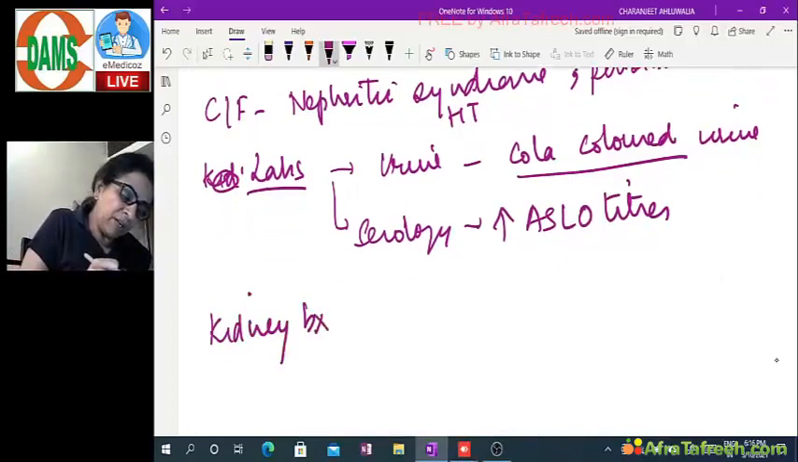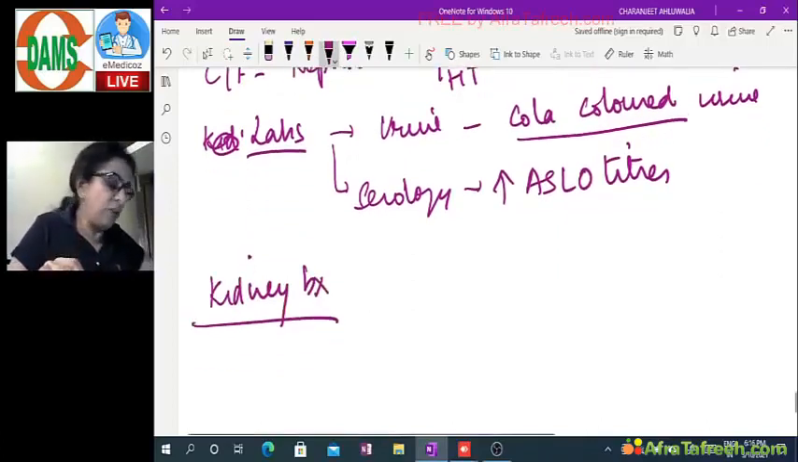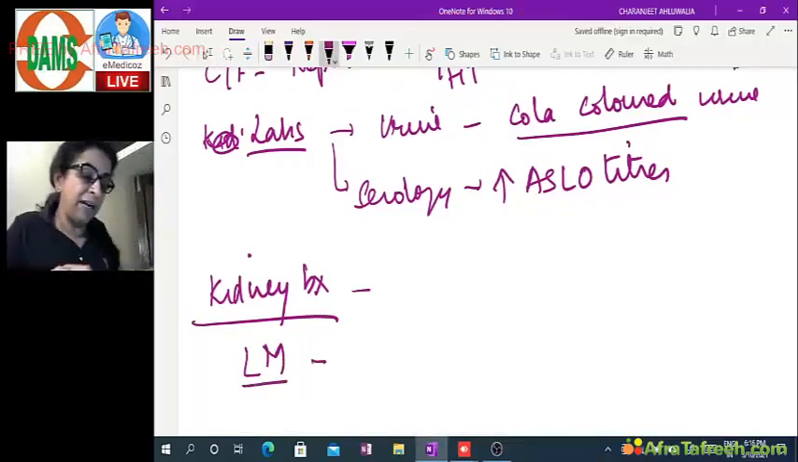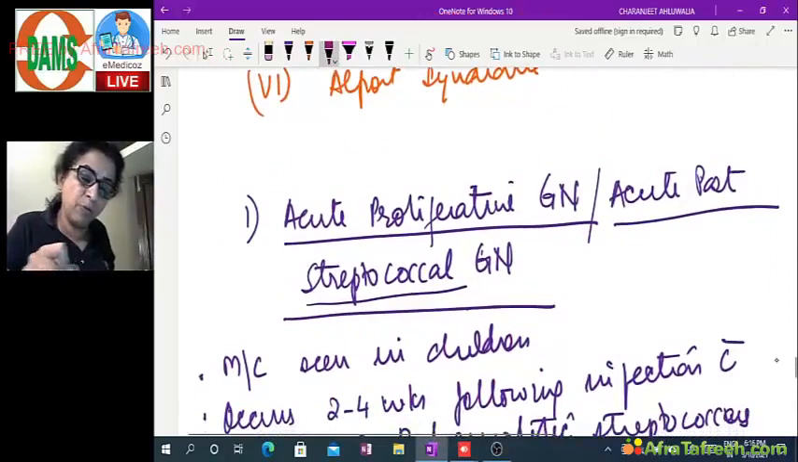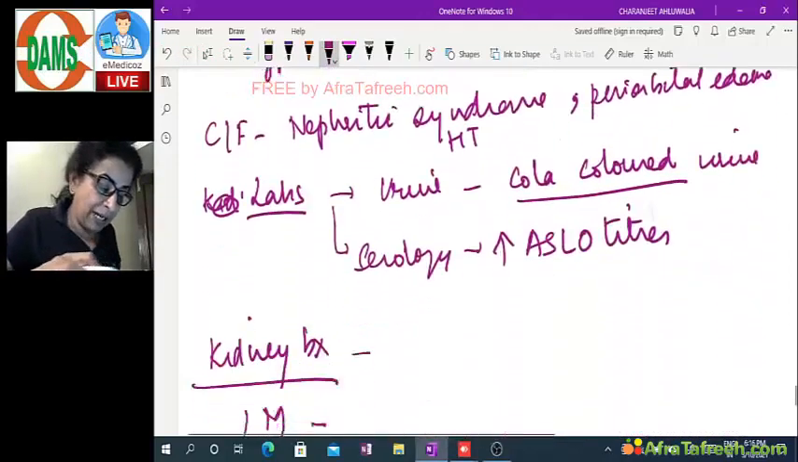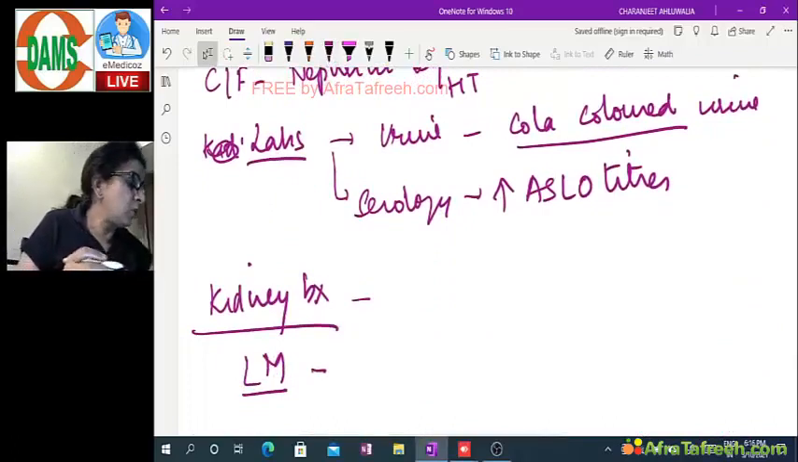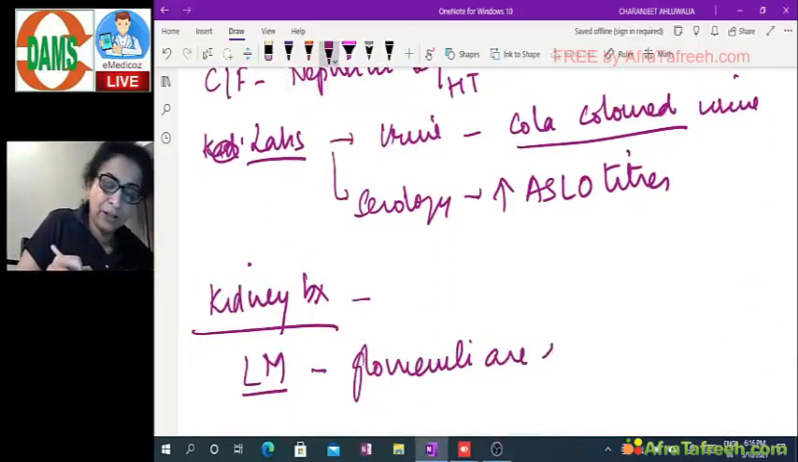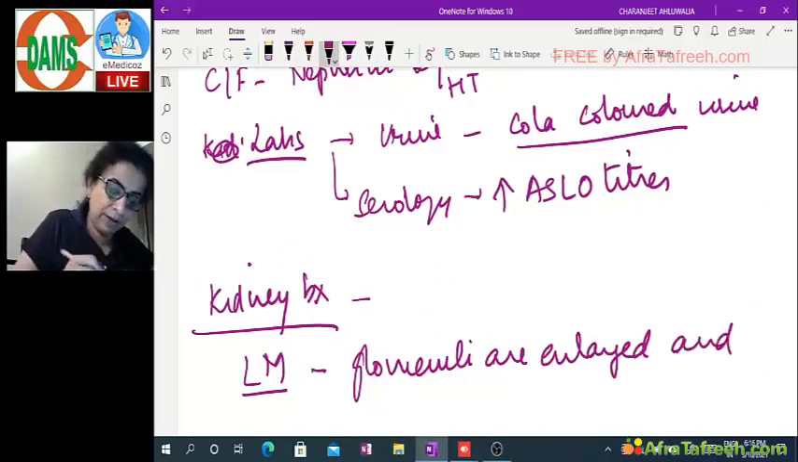If you want to make a diagnosis, you do a kidney biopsy. Now if you do a kidney biopsy, number one, light microscopy. The term is acute post-streptococcal or acute proliferative glomerulonephritis. By light microscopy, the glomeruli are big, they will appear enlarged and hypercellular.